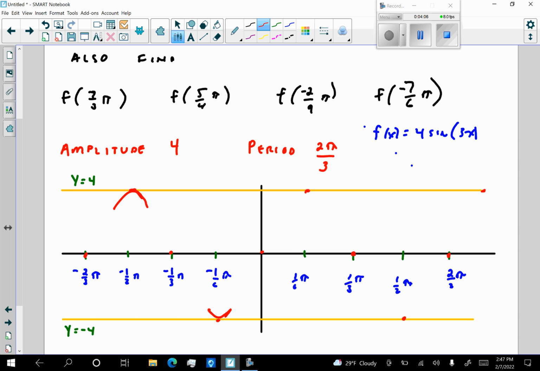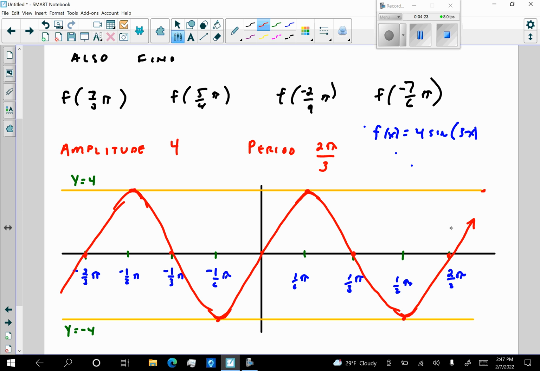I'm not quite sure how nice I can do this in my SMART Notebook, but it didn't come out too awful bad. I'd much rather do this with pencil. And we know it goes on forever and ever. So I have my x-axis labeled with appropriate scaling. I have my y-axis labeled. And now I'm going to find a couple other points.